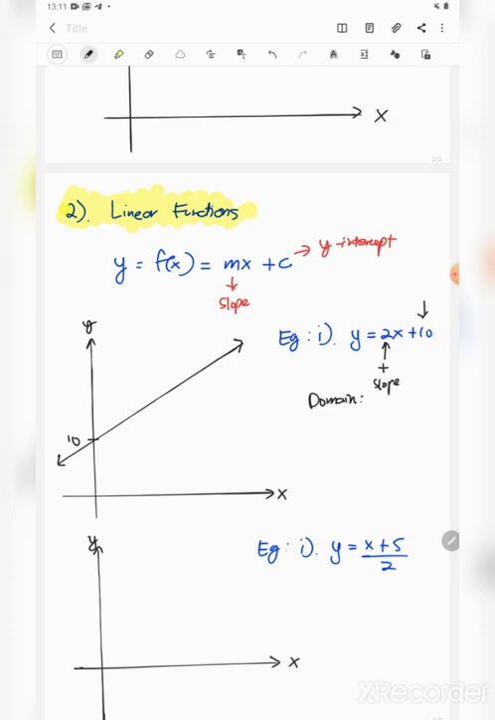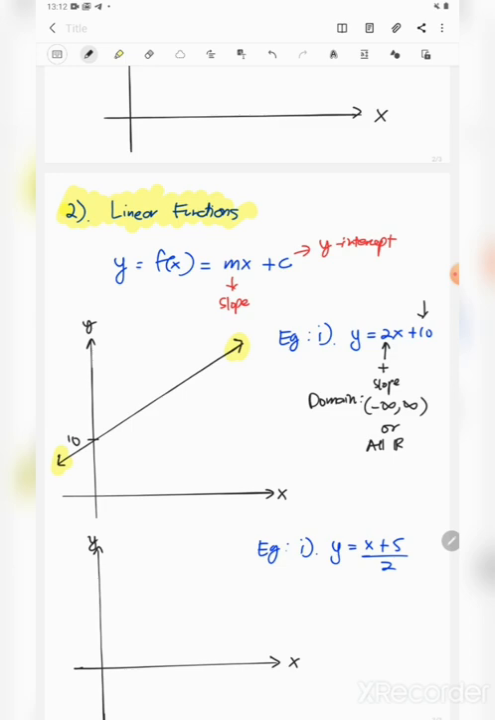Now we know that there's no limit for the linear function, therefore the domain: the graph is pointing to the left side, so the domain goes to negative infinity, and for the right side the graph is the same, no limit, so this is also infinity. Or you can also write all real numbers.